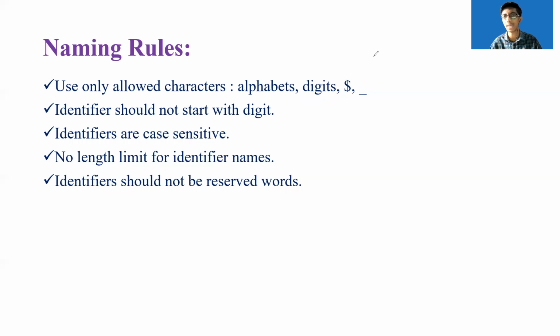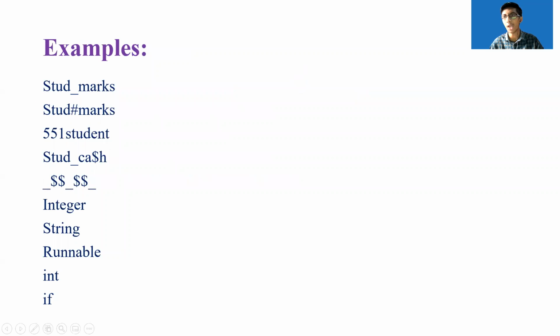Now let's see some examples. Please judge whether these are valid identifiers or not. The first one is a valid identifier, because it involves only alphabets and underscore. The next is not a valid identifier, because here we have a special symbol, hash, and as I said, special symbols are not allowed. This is also not valid, because as I told you, an identifier name should not start with a digit. Here we are starting with a digit, so that's the issue.